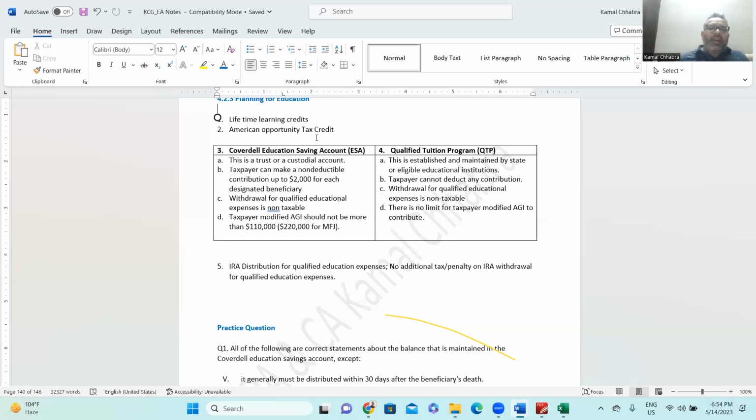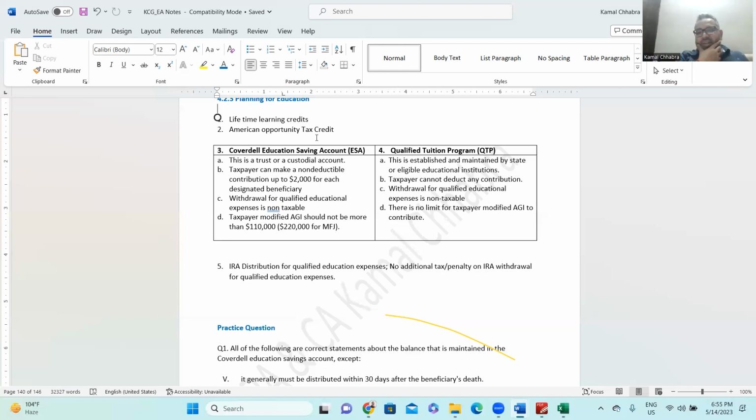Whereas the other category is the Qualified Tuition Program. Personally, if you ask me, this is of no use. These are qualified tuition programs established and maintained by the state or an eligible educational institution. But whatever you deposit is not considered a contribution or a deduction, and whatever you withdraw for qualified expenses is not taxed. So it is simply your savings account or checking account. You deposit on your own wish and spend on your own wish, but for a qualified purpose. There is no limit on the taxpayer's modified AGI or on any contribution. This is like your normal bank account, where you park an amount set aside for qualified tuition expenses, nothing else.